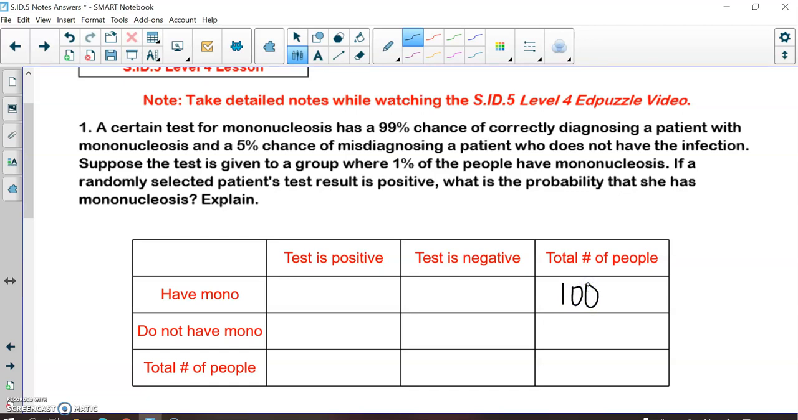Okay, so 99% of the time, if a person has mono, the test will come out to be positive. That's what it means by it having a 99% chance of correctly diagnosing a patient with mono. So out of 100 people, 99% of 100 people is 99. So that means the number of people in this category that have mono and would test negative, if I do 100 minus 99, is just one person.